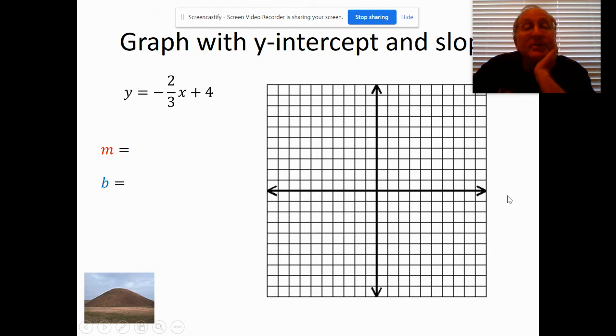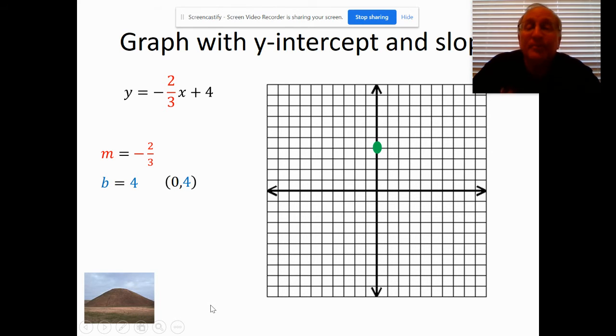The first thing I need to find is the slope and the y-intercept. Well, the slope is a negative 2/3. That part didn't show up red. I'm having trouble fixing those. And b, the y-intercept, is just the number 4. The reason the y-intercept is so important is that it gives me a starting point. It's just going to be at (0, 4), because that's what the y-intercept means.